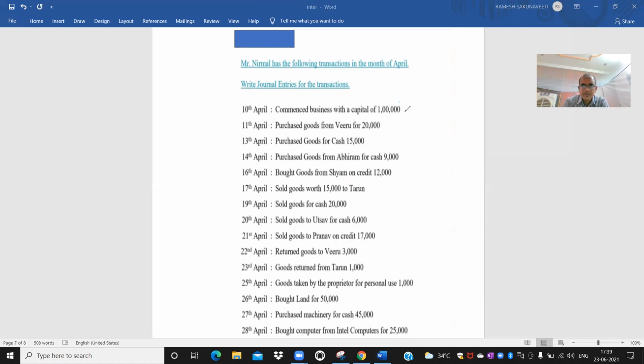No, sir. Second one, purchased goods from Viru for 20,000 rupees. What is the journal entry for that one? Purchases account debtor to Viru's account. Very good. Because the person's name is important, that is why you will mention it in the journal entries.